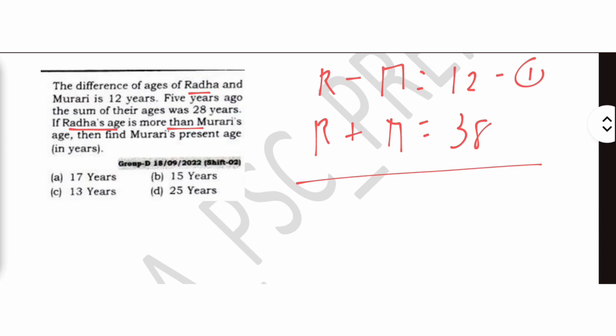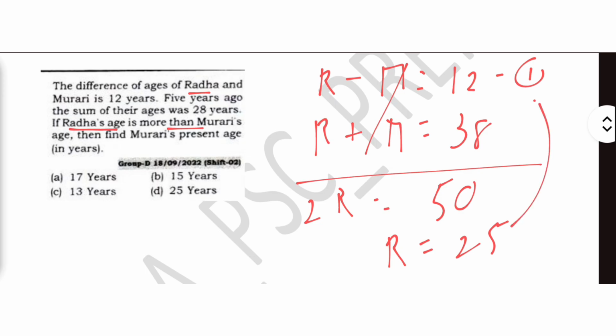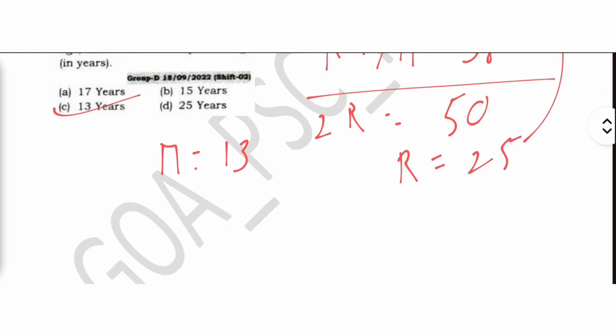Here, the minus M and plus M get cancelled. 2R is nothing but 50. So R is 25. If R is 25, then what is Murari's present age? If you substitute this in equation 1, then Murari is nothing but 13. Okay, option C.